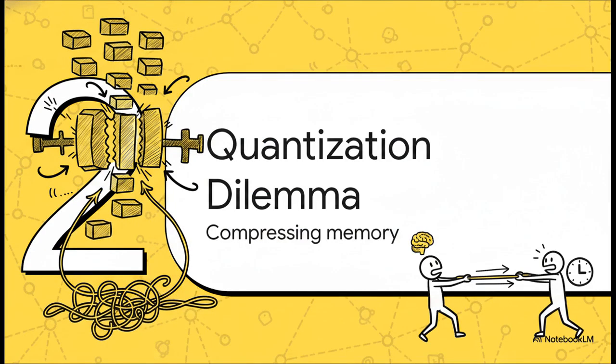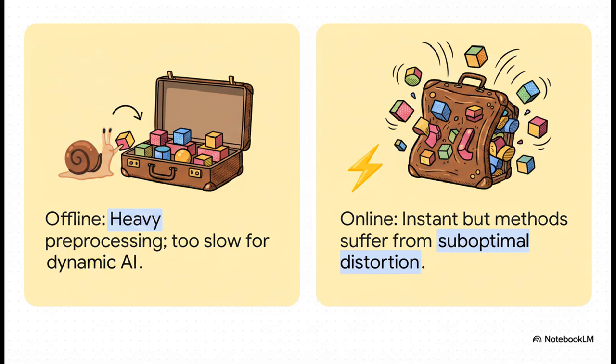Which brings us to Section 2, the quantization dilemma. When it comes to packing our data suitcase, researchers basically have two choices, and neither is great. Offline quantization methods are highly tailored, sure, but they require heavy pre-processing and data calibration. They're just way too slow for dynamic, real-time AI applications where text is being generated on the fly.